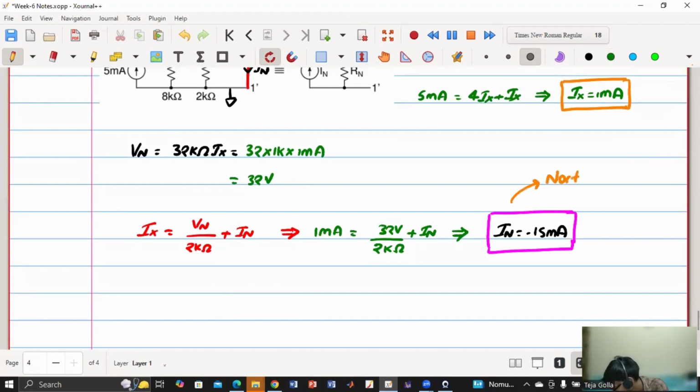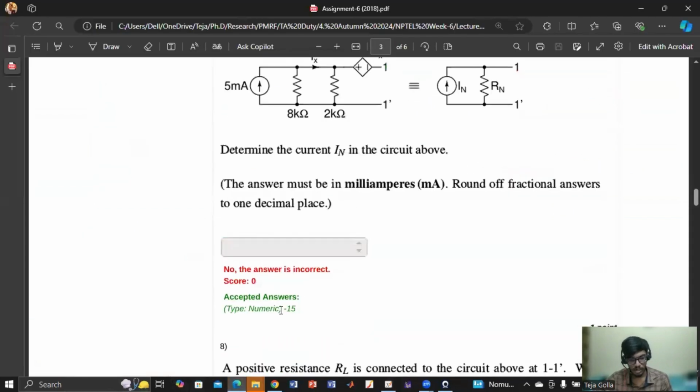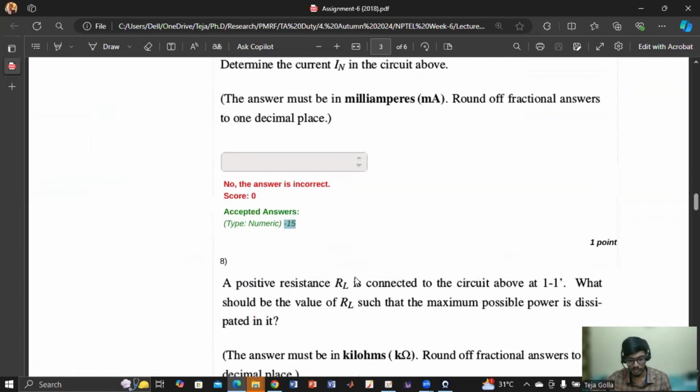So once I get Norton current, I'll do Norton resistance, which is also same as Thevenin resistance. So I'll first check I Norton is minus 15. If you see, I Norton is bottom to top and its value is negative, which means the current is actually from top to bottom. But you have to see whether they have asked I in magnitude or is the direction same? Yes, it is same. So that's why it is minus 15.